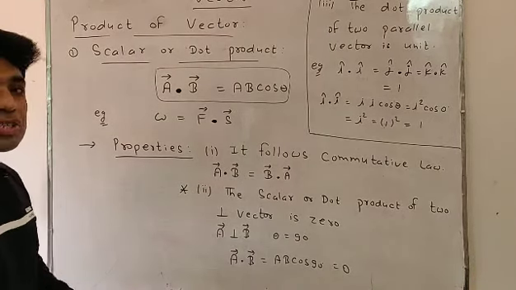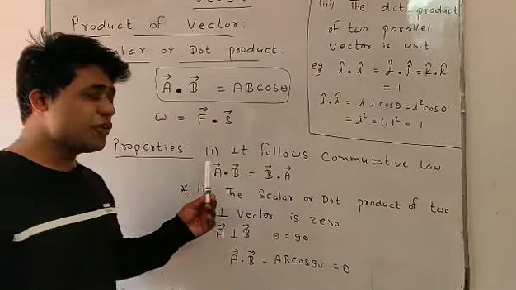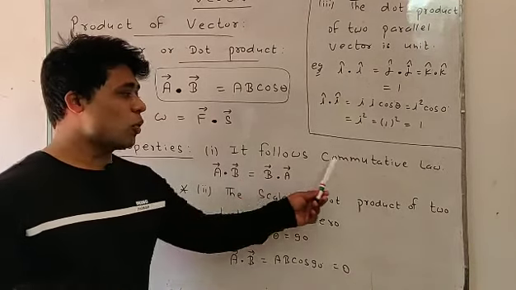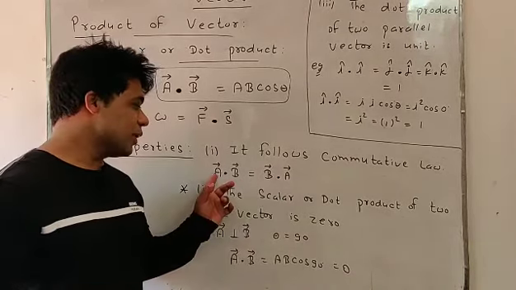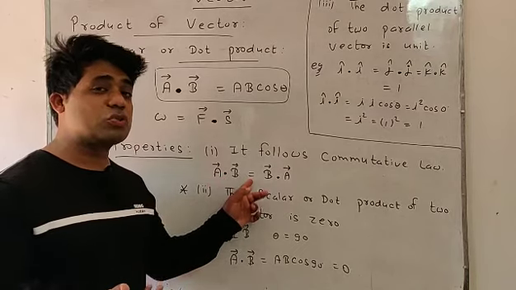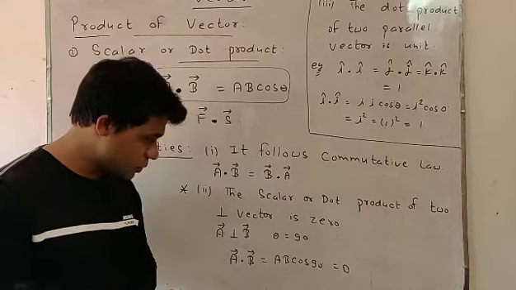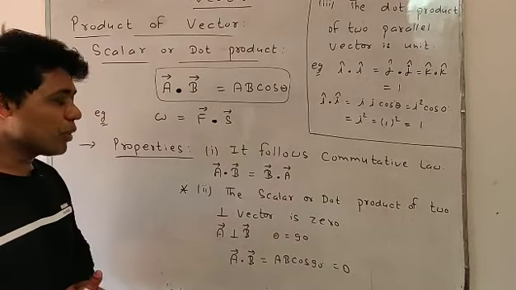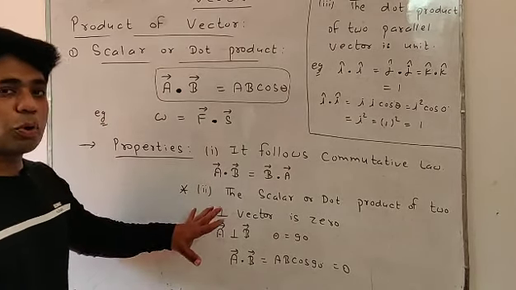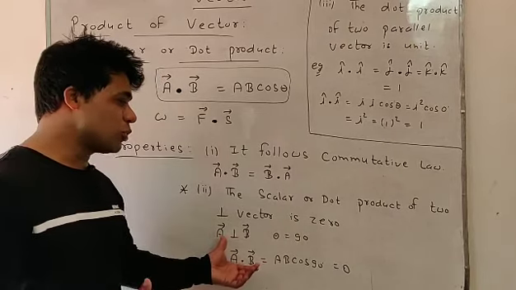Okay. Now let's start the properties. The first property: it follows the commutative law. It means a dot b will always equal b dot a. The result will not change. The magnitude will not change on changing the order. Second point, that is one of the most important points. Numericals will be based on this point.